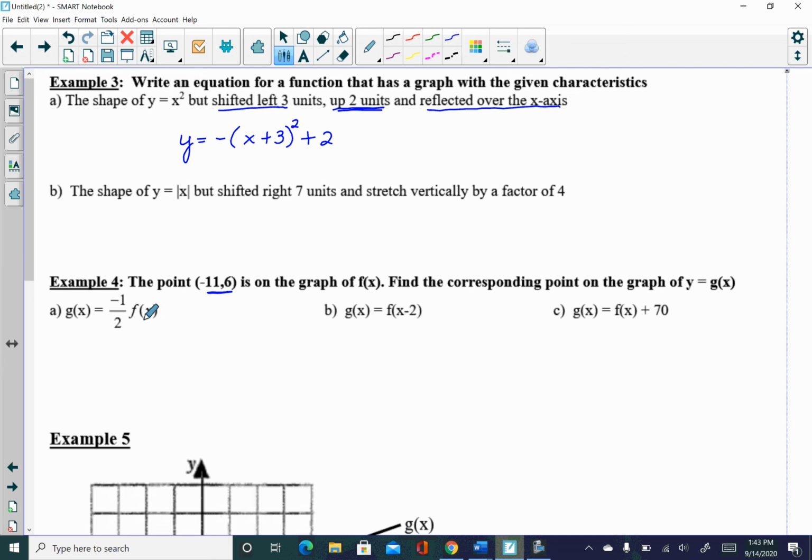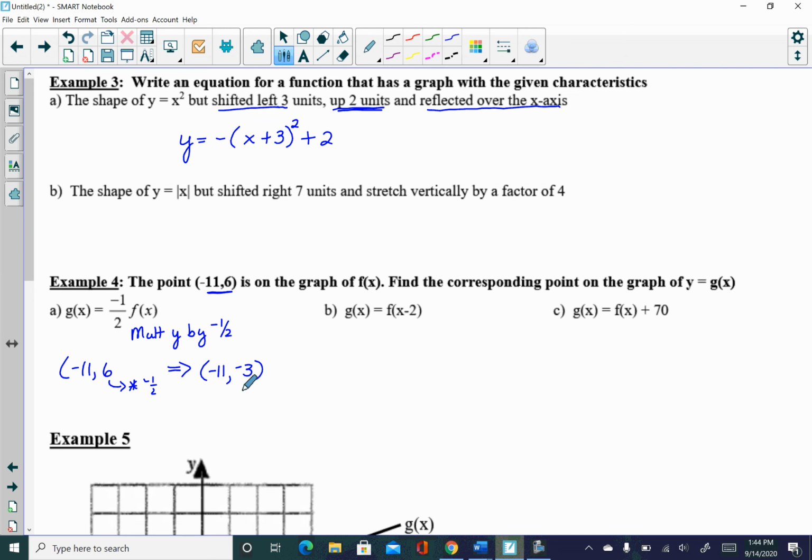If you're doing -1/2 on the outside of your function, remember, it performs as you expect it would, so you're going to be multiplying. And since it's on the outside, it's affecting your y value, so you're going to be multiplying your y value by -1/2. So you're going to take the point (-11, 6) and multiply that 6 times -1/2. It's going to turn us into a new ordered pair. The x value is going to stay the same, but 6 times -1/2, you think of this as half of 6 is 3, and positive times a negative, so it would be -3. That's the idea there.